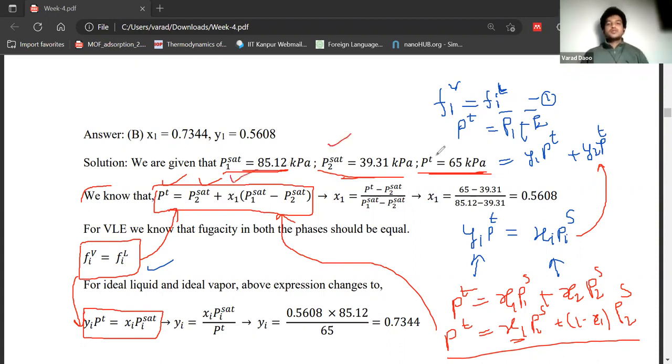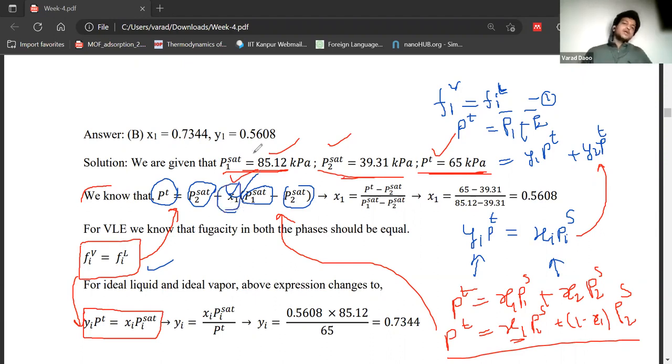Now you know P2s, you know Pt, and we know P1s. So this is known, this is known, this is known, this is known. You can straight away calculate. So P1s and P2s have been given, and Pt is also known. So clearly we can find the mole fraction of the more volatile component in the liquid. After rearranging, you'll get this expression. You put Pt equal to 65, P2s is this, P1s is this. You end up with x1 equal to 0.560.